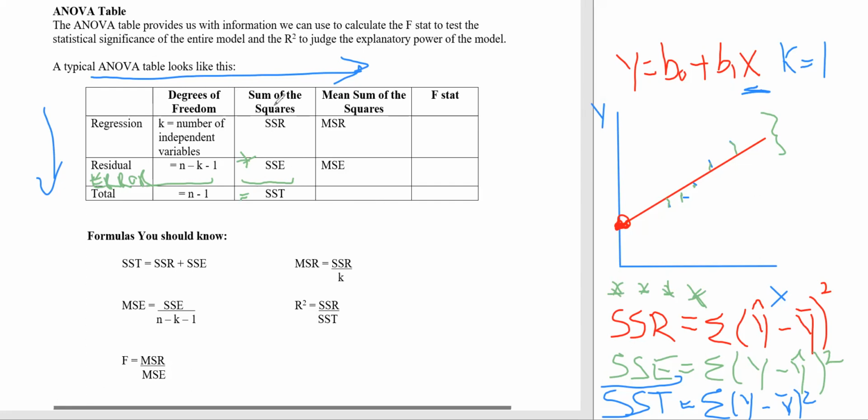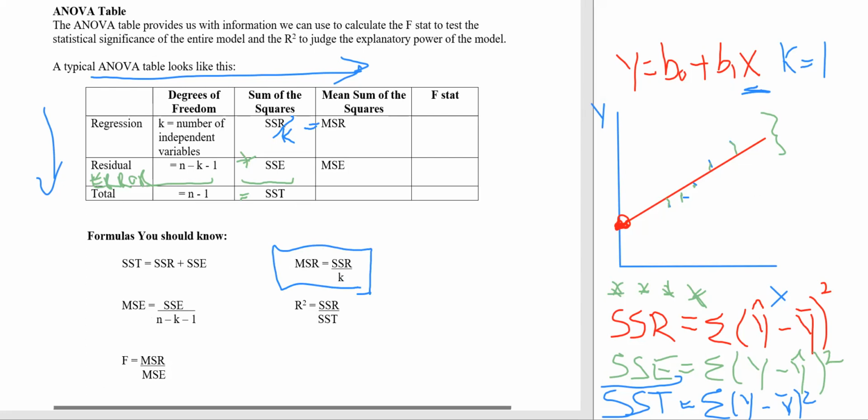But what you need to know is how do you go from SSR to MSR, the mean squared? As it shows right down here, MSE and MSR, how do we get there? What we do is divide by the degrees of freedom. In this case, SSR divided by K is equal to the MSR. There we have it, right in this formula. Let's just make sure we can still read it.